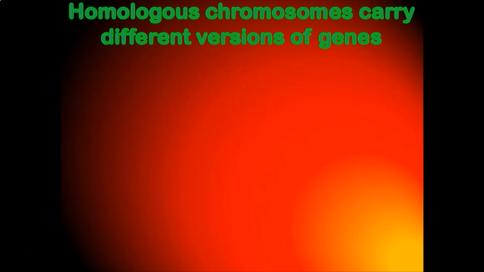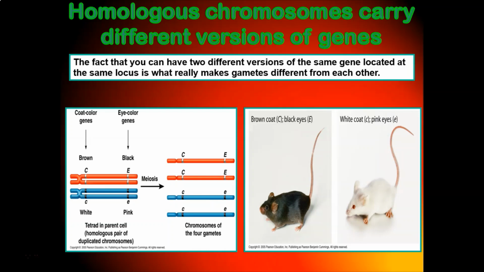Let's go back over crossing over again. We've been hammering this home, so hopefully this is making sense. But homologous chromosomes carry different versions of genes, sometimes, like we said. So here you can see 2 mice, and you can see their homologous chromosomes. It's these different versions that make gametes different a lot of times. For example, there's a mouse that has a chromosome from his mom, maternal, and a paternal chromosome, and these are homologous.